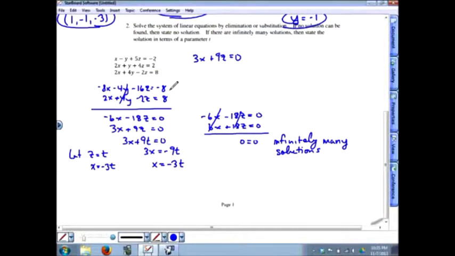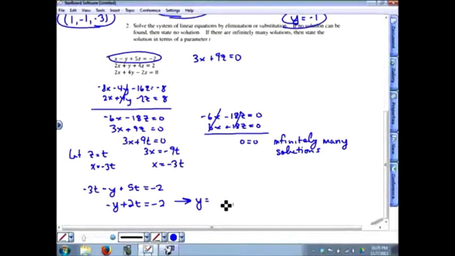And now we go back up to one of the original equations. Top one, for example, we need to solve for y. So if x is -3t, then we're going to have -3t minus y plus 5t equals -2. -3t plus 5t, that's 2t, so -y plus 2t equals -2. So rearranging this slightly and getting y by itself would give the equation y equals 2t plus 2. So that's the final variable we needed, y equals 2t plus 2.